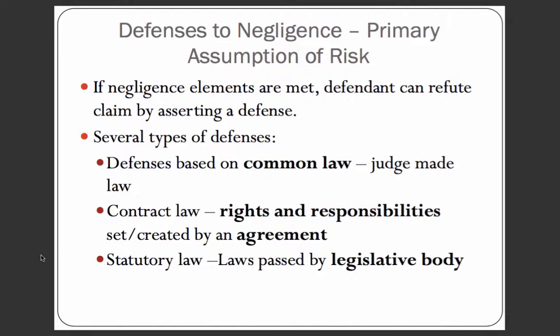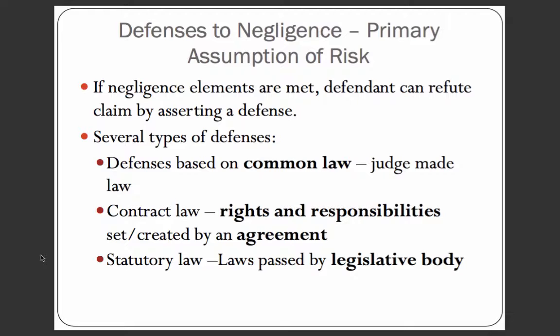Defenses to negligence come in different types: defenses that are based in common law, defenses that are based on contract, or defenses that are based on statutes, again, laws passed by the legislature. So if the plaintiff actually proves their initial case that the four elements of negligence exist, then the legal burden, the burden of proof, shifts from the plaintiff, who makes their prima facie case, to the defendant to refute it.